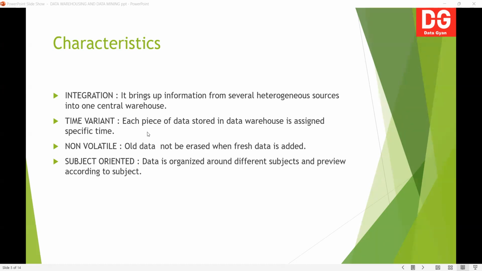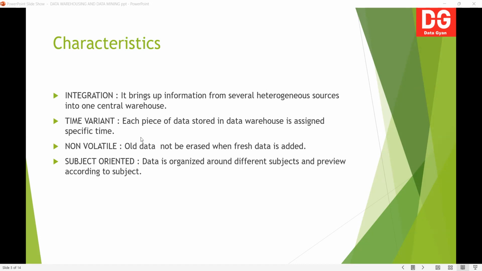Time variant means each piece of data stored in the data warehouse is assigned to a specific time. Let's suppose we are fetching some data from 2021 or 2020. Generally, we can't know at what time that data was stored. But if we store it in a data warehouse, then we can know the data along with the year and time, like in which year that particular data was stored. Let's say COVID-19. We can get to know which year the data is about from the time variant.